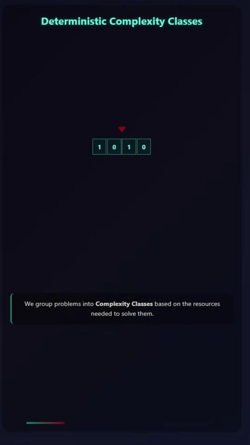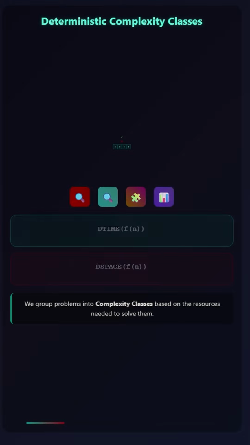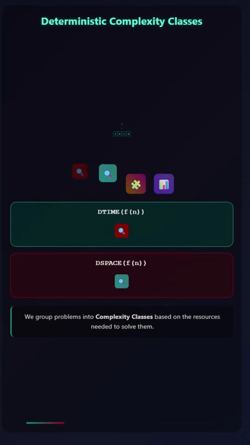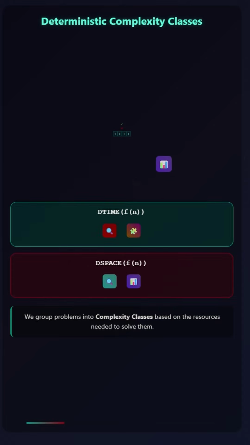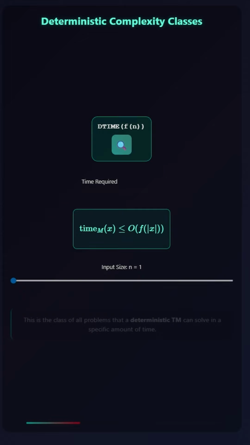After understanding a single Turing machine, how do we categorize the millions of different problems they can solve? We do it by grouping them. Problems like searching, sorting, or solving puzzles each require a certain amount of computational resources. We sort these problems into what we call complexity classes based on the primary resource they consume.